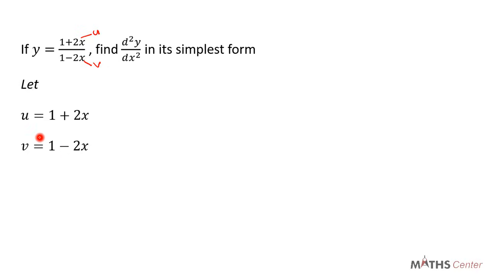We will need du dx and dv dx, so you have to find du dx. When you differentiate u with respect to x, you differentiate 1, you get 0. You differentiate 2x, you get 2. When you differentiate v with respect to x, dv dx is equal to, you differentiate 1, you get 0. You differentiate negative 2x, you get negative 2.